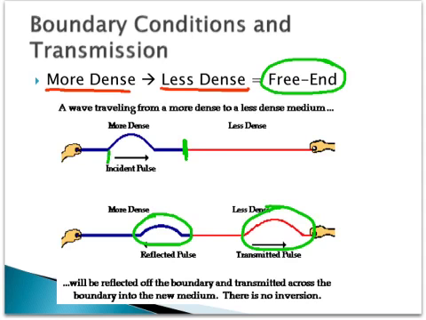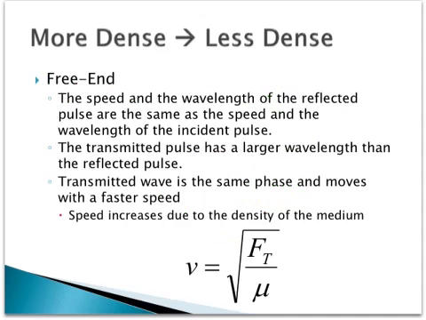Now notice, again, change in wavelength. Here the wavelength for your incident pulse was small, and our transmitted pulse, notice that the wavelength increased. Again, we'll apply why we think that is. So for a free end, notice that the speed of the wave and the wavelength of reflected pulses are the same.